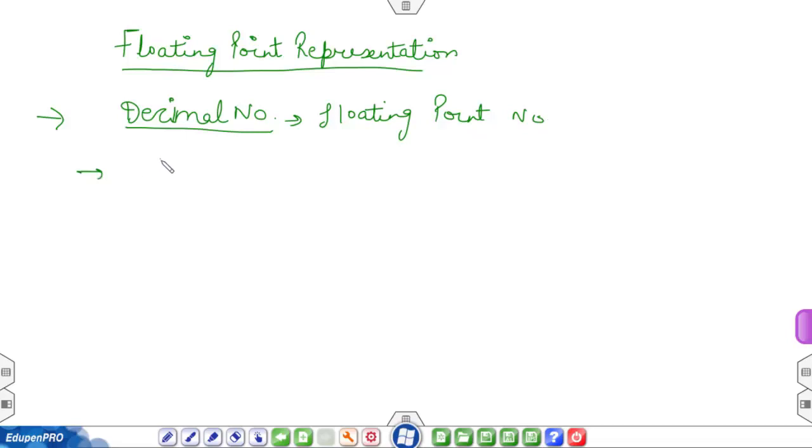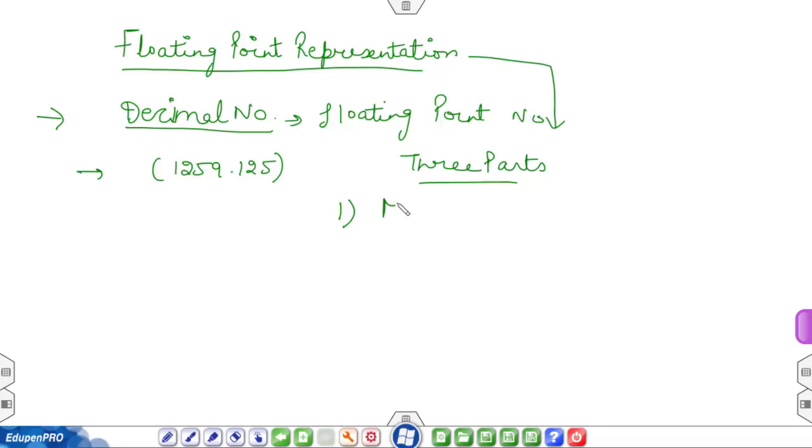So we are taking one example, that is 1259.125. Every floating number consists of three parts. The first part of a floating point number is the mantissa. Second is the base. Third is the exponent. So these are the three parts of the floating point number. So how will you represent these three parts in this number?